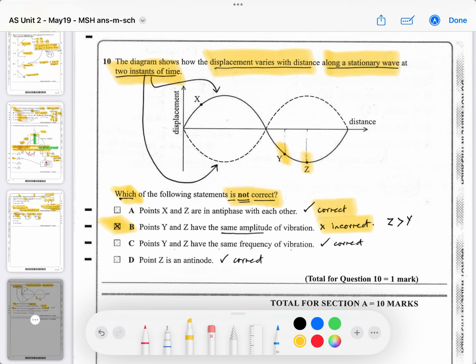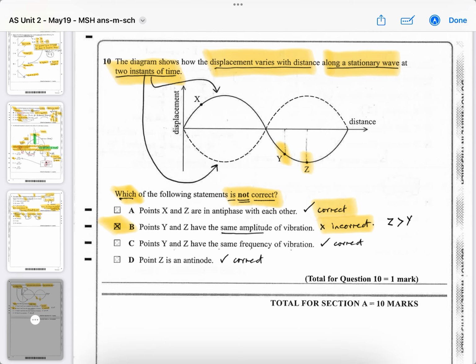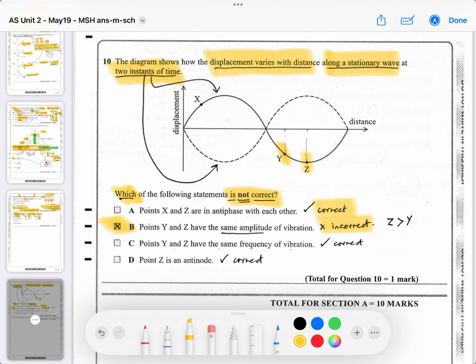For the sake of completion, points Y and Z have the same frequency of vibration. Yes, because they're going up and down together at the same rate. That's correct. And point Z is an antinode. That is correct because in between the nodes are here, and in between are antinodes. The center of the maximum displacement is the antinode. So that's correct. So the only incorrect one is D.